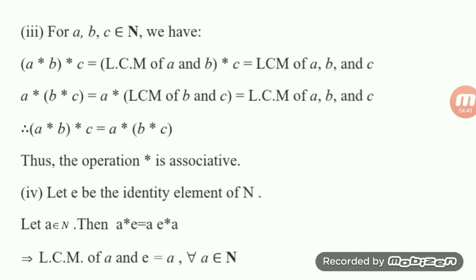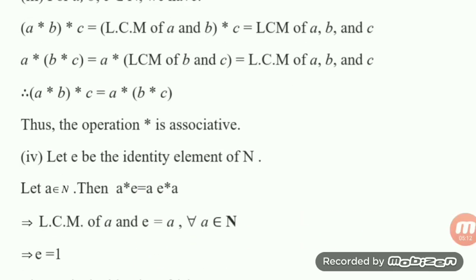So here also we have considered one element A, a natural number, and suppose that E is the identity element. Then obviously A star E is equal to A is equal to E star A. Here I missed this equal sign, you put this equal sign, okay? Now, A star E means what? A star E means LCM of A and E, and that is equal to A.